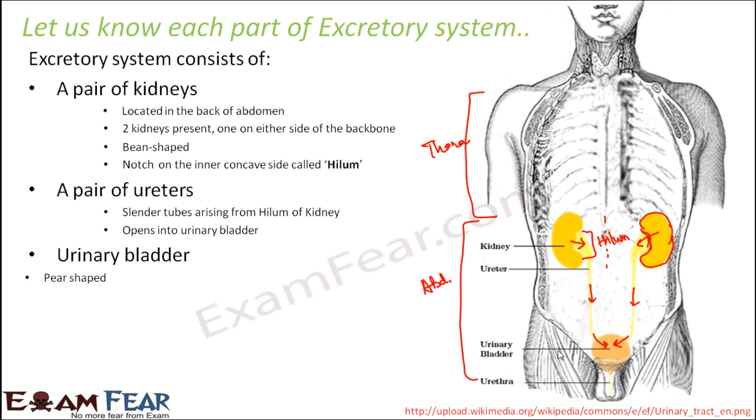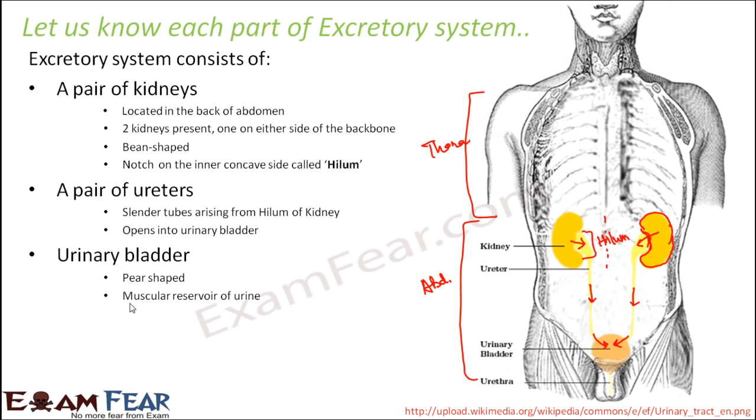What happens in the urinary bladder? This is a pear-shaped structure. It is just one single structure in the shape of a pear, and it is a muscular reservoir of urine. So this is the place where urine is stored. So ureters just act as a tube which connects the kidney where the urine is formed to the urinary bladder where the urine is stored.